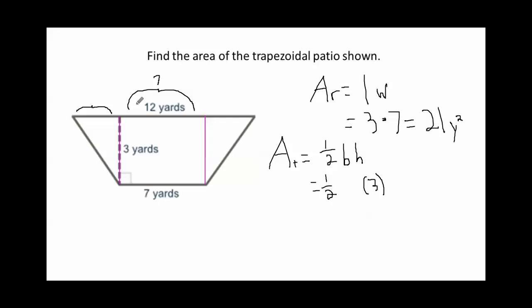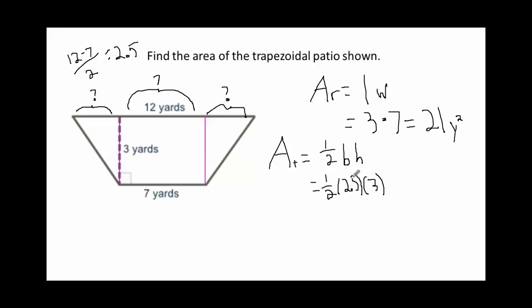Well, 12 minus 7 gives me 5. If I divide that by 2, that's going to give me 2.5. So I know my base is 2.5. I plug that all in a calculator: 1/2 times 2.5 times 3, and that gives me 3.75. Again, I'm working with yards, so I know it's going to be yards squared.